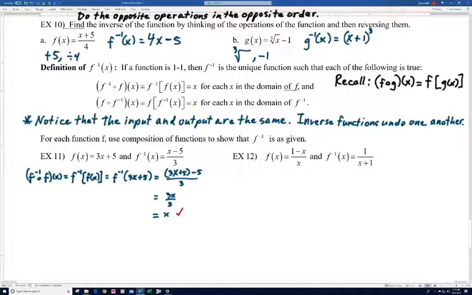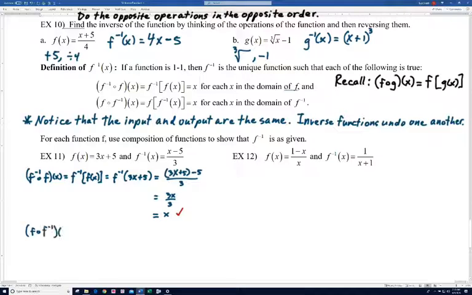So we've demonstrated it that direction. What if I change the order of the two functions? One of the things we learned when we did composition of functions is normally f of g does not equal g of f. With inverse functions, that's not the case. They should both be the same.